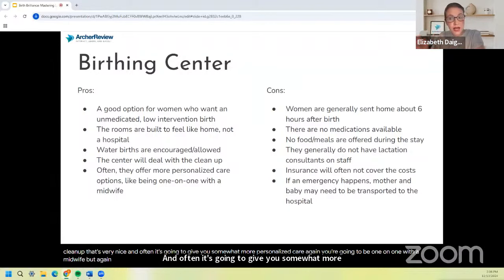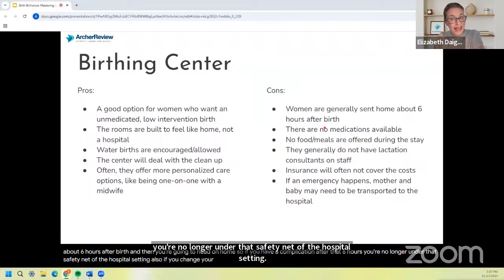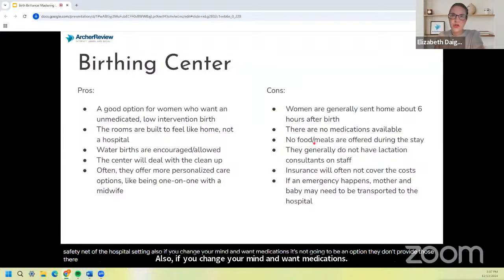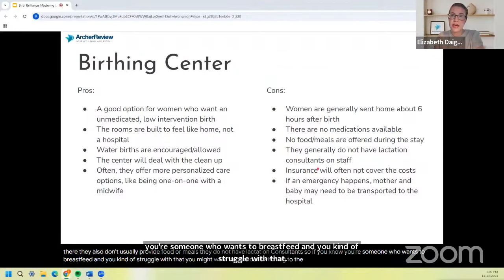But again, there are some cons you have to be aware of. First of all, you don't stay there very long. You typically are going to stay there for about 6 hours after birth, and then you're going to head on home. So if you have a complication after that 6 hours, you're no longer under that safety net of the hospital setting. Also, if you change your mind and want medications, it's not going to be an option. They don't provide those there. They also don't usually provide food or meals. They do not have lactation consultants. So if you know you're someone who wants to breastfeed and you kind of struggle with that, you might want to consider switching to the hospital setting.